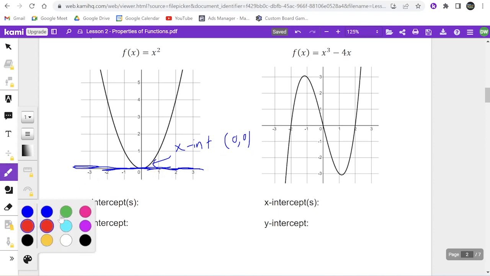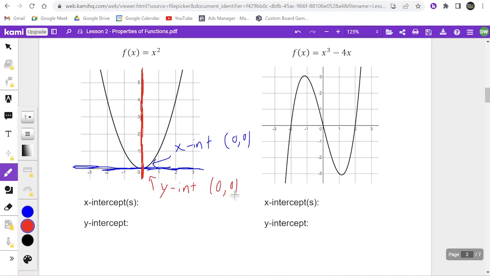Now, if I want to know the y-intercept, let me highlight that in red. The y-intercept being right here. Well, it looks like the exact same thing. It looks like it touches it at 0. This is a very unusual case where it's 0 for both, but that's what it is. Y-intercept at 0, x-intercept at 0.